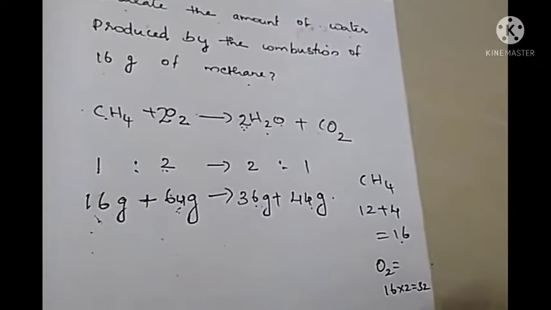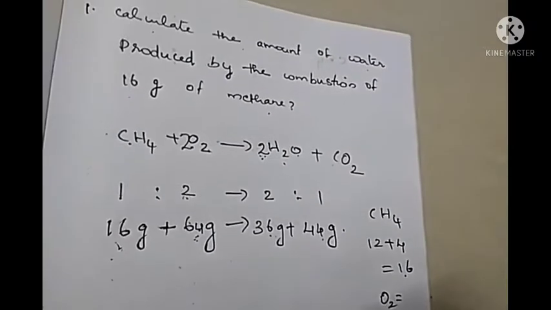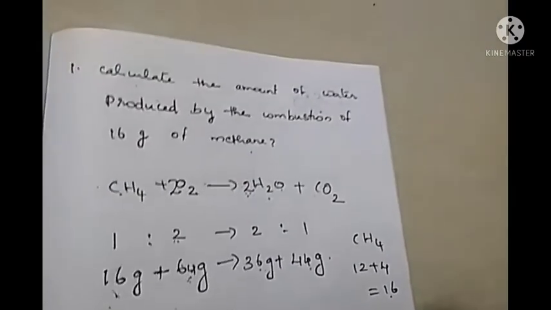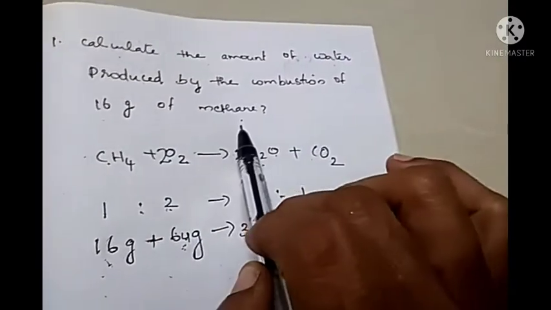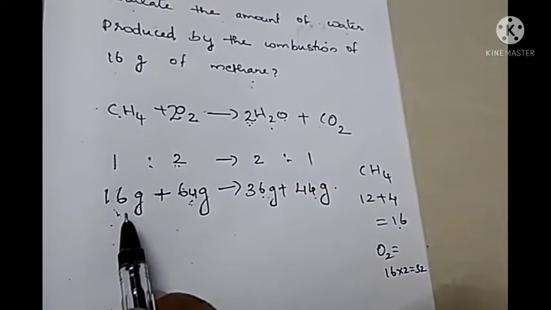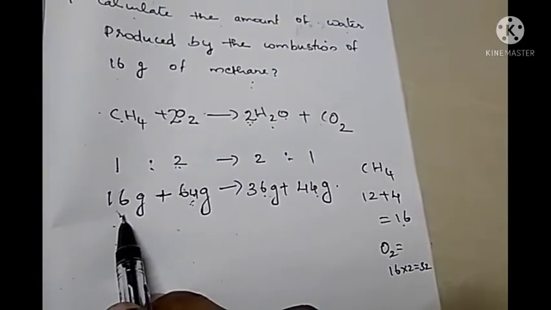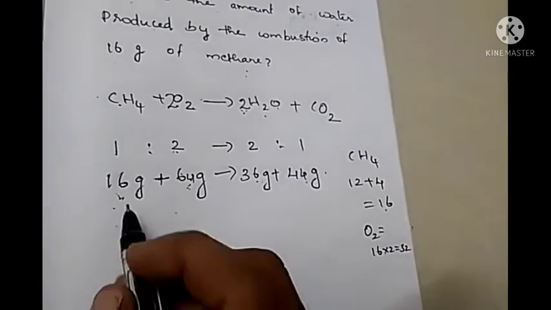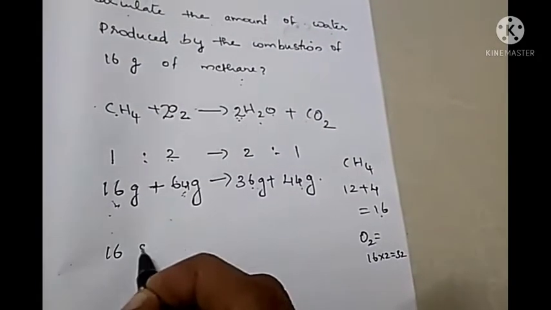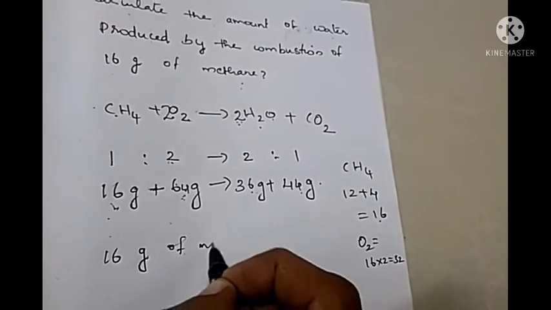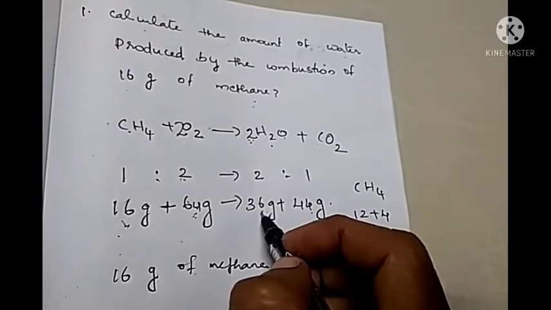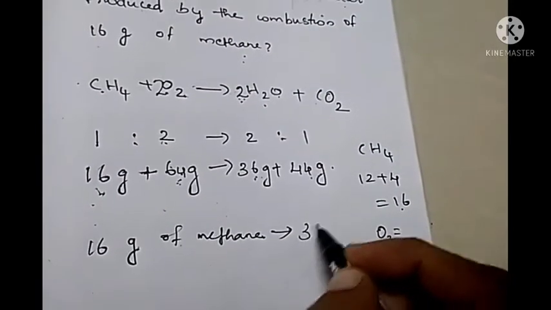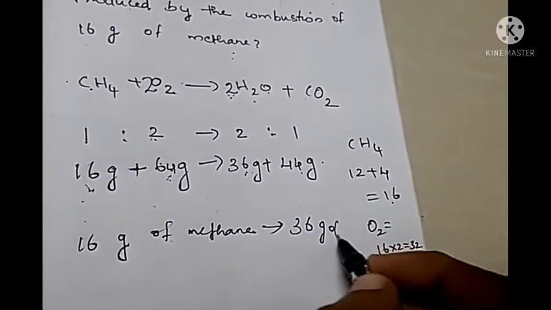Now, what is the asked question? The amount of water produced by the combustion of 16 gram of methane. So in this question, 16 gram of methane is combining. According to the balanced equation, 16 gram of methane is combining. And how much water is produced? The amount of water produced is 36 gram. So we can write 36 gram of water.